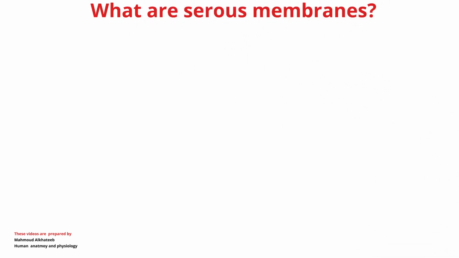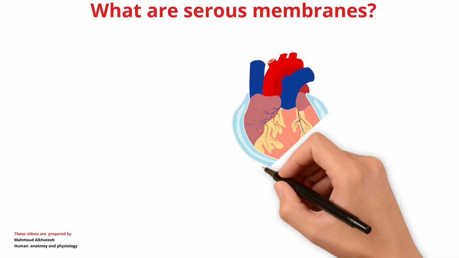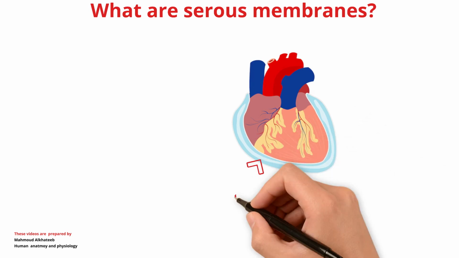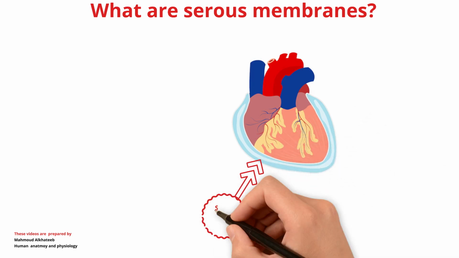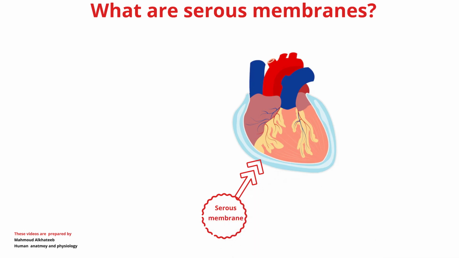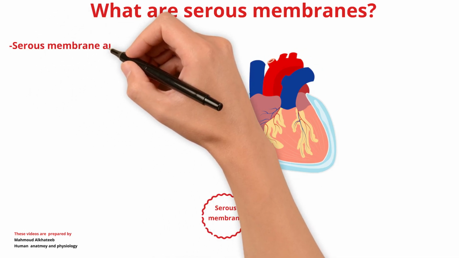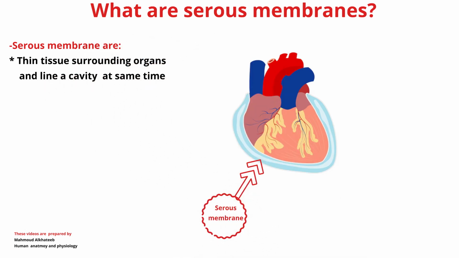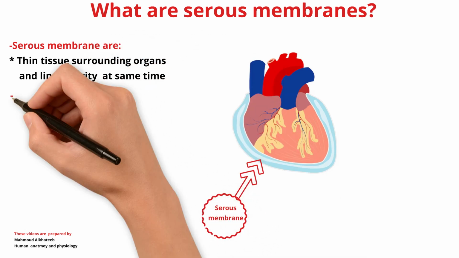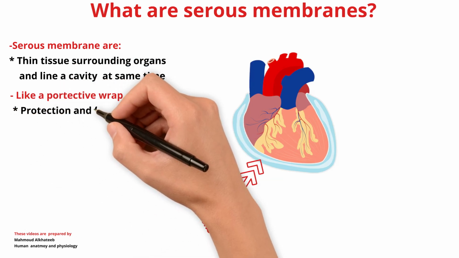So, what exactly are serous membranes? To answer this question, let's have the heart as our example here, and look at the membrane wrapping it, which is a serous membrane. Simply put, these serous membranes are thin and delicate tissues that line certain body cavities on one hand and cover the organs within them on the other hand. You can imagine this serous membrane as kind of like a protective wrap.